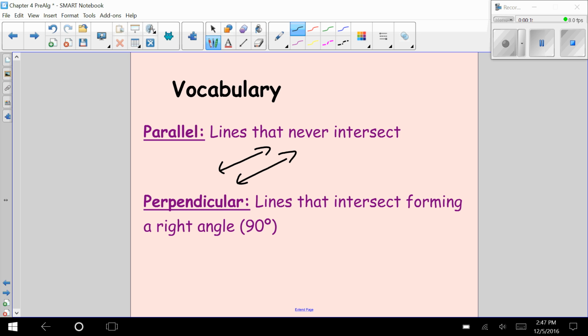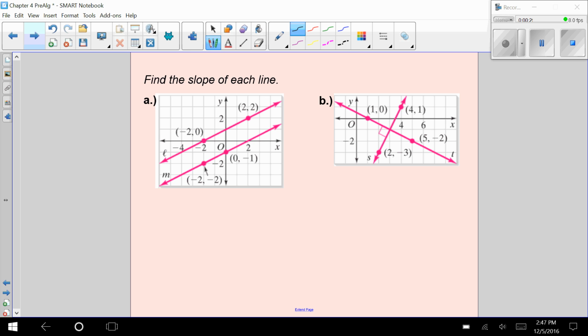Perpendicular are lines that intersect forming a right angle, 90-degree angle. So we draw our lines, and then there will be a little box in the corner to show that they are right angle. All right, we are going to find the slope of each line.